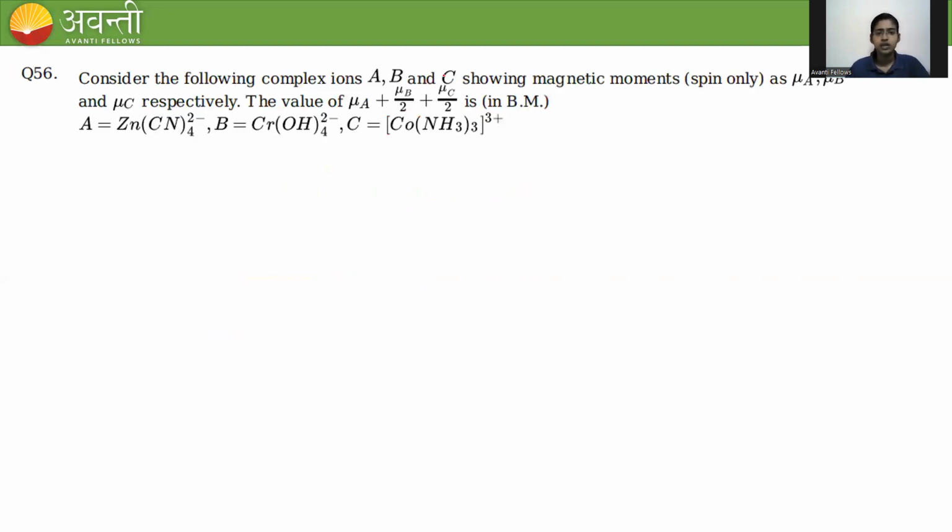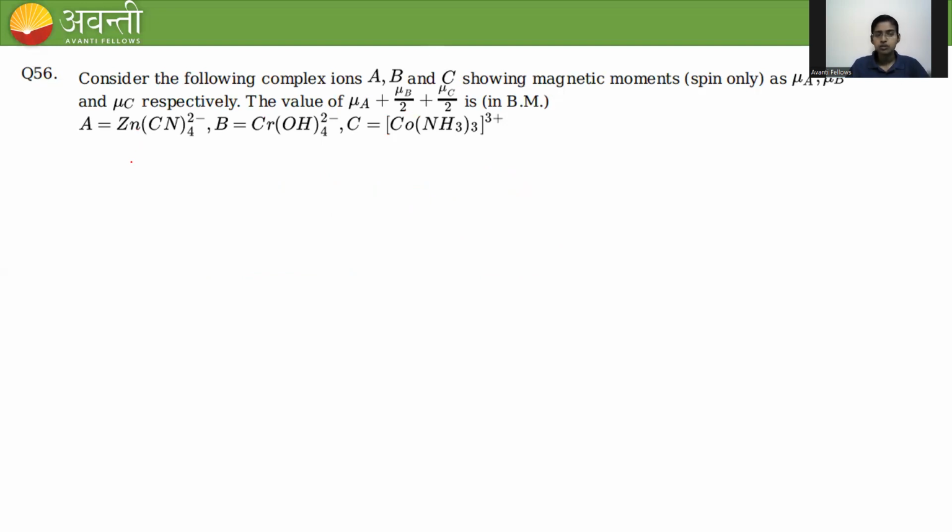Consider the following complex ions A, B, and C showing magnetic moments as mu A, mu B, and mu C respectively. The value of mu A plus mu B by 2 plus mu C by 2 is. So 3 compounds are given.